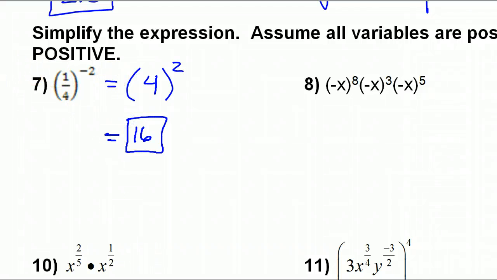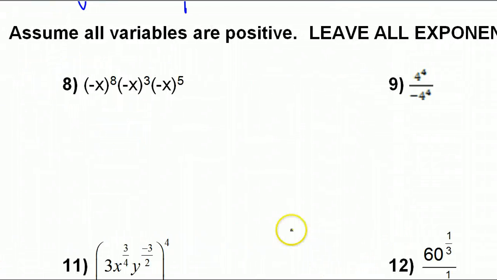That's the most efficient way to do number 7. Number 8. Since all of the bases are the same, they're all negative x, we can simply add all the exponents. So this would be negative x to the, see, that's 8, 9, 10, 11, 16 power. Okay, so we have negative x to the 16 power.